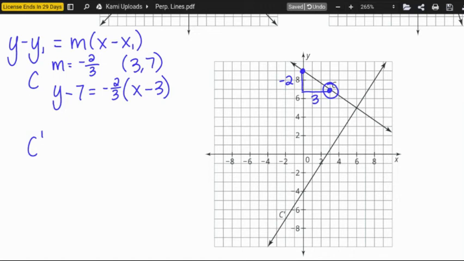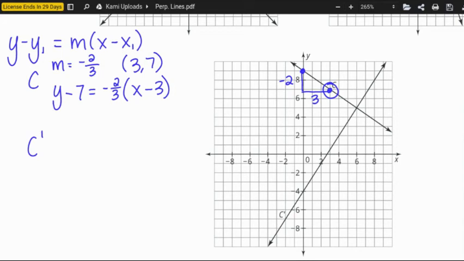Now, if I were to convert that to slope-intercept form, I would have to distribute the slope to everything inside the parentheses and then move my -7 to the other side of the equal sign. But let's focus on C prime for now. So I'm going to do the same process for C prime. I'm going to identify the slope and then choose one ordered pair to write the equation in point-slope form.